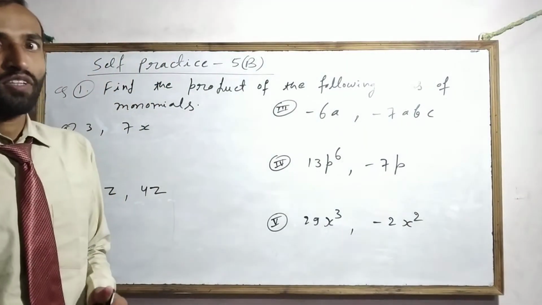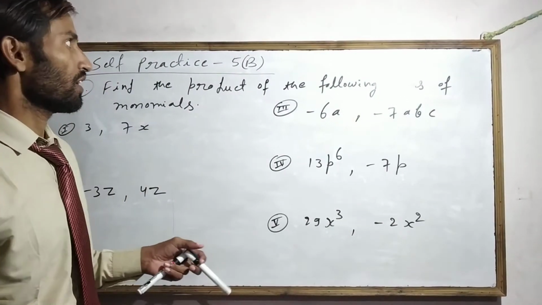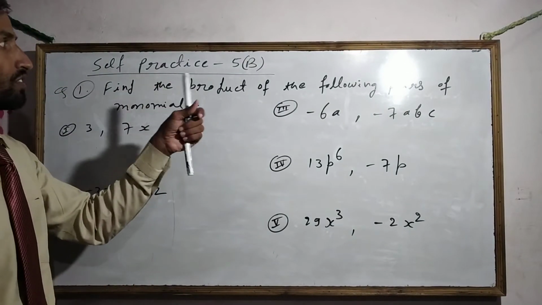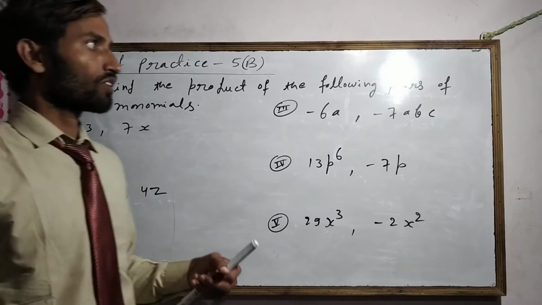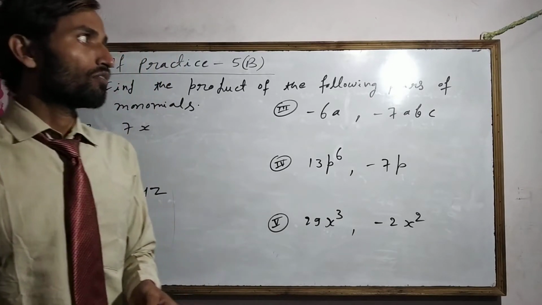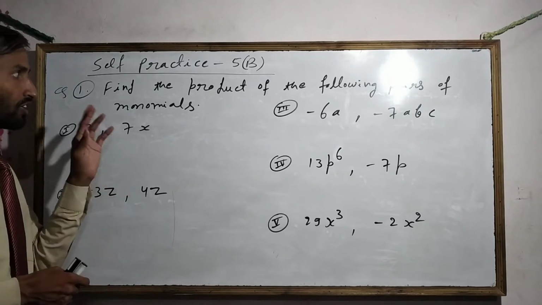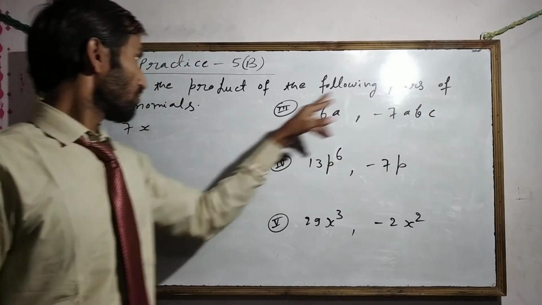Last class we did Excel practice 5A. Now we have to start Excel practice 5B, which is based on the product of algebraic expressions. That means we have to multiply two algebraic expressions. The first question says, find the product of the following pairs of monomials.